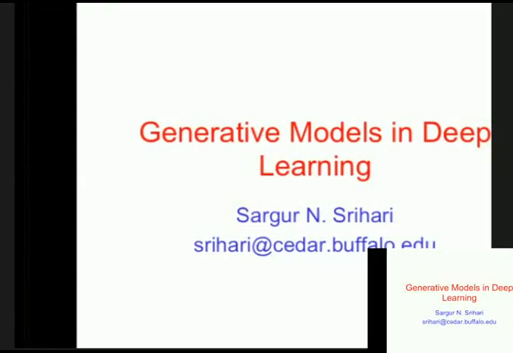Okay, so the topic today is generative models in deep learning. These are models, essentially probability distributions that we just spoke about. They are referred to as generative models in that you can generate samples from them. So it's a probability distribution. And these models have suddenly become important in machine learning and deep learning. They were kind of forgotten.